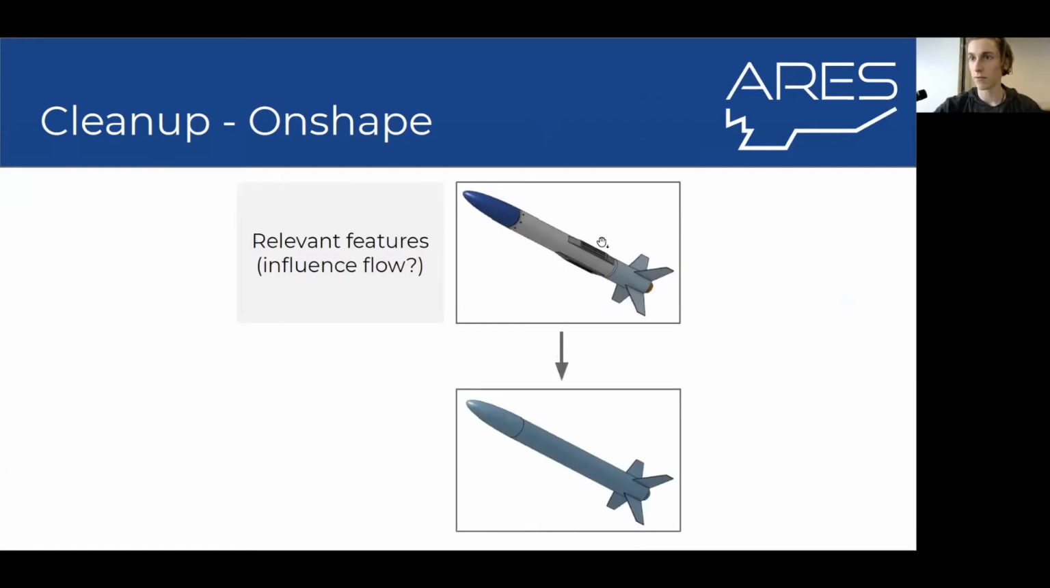Are there any irrelevant features that wouldn't influence the flow that much, such as those dark gray features that I've got on the outside of the rocket? Just remove them. It's not going to affect your results.